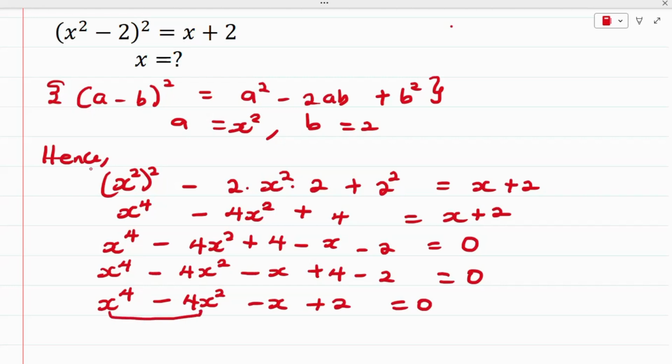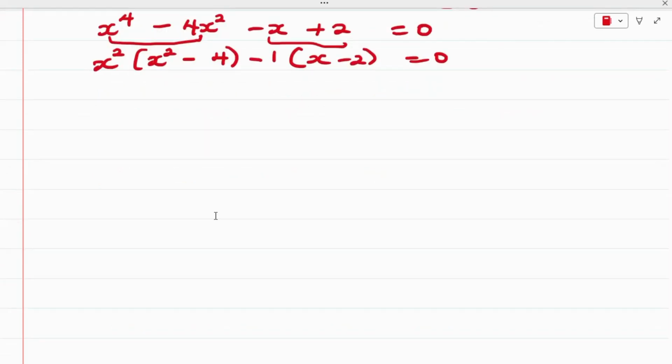So if you factor out, we have x raised to the power of 2 to be common. So we have x squared times (x squared minus 4) minus, from here we have 1 to be common, and we have (x minus 2), and this is equal to 0. So from here we have x squared into (x squared minus 4), which can be expressed as (2 squared minus 1) into (x minus 2), and this is equal to 0.